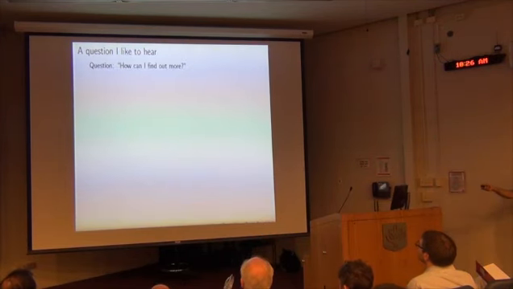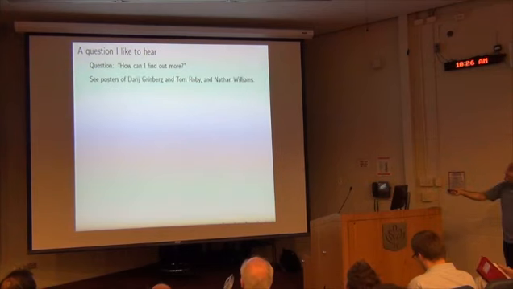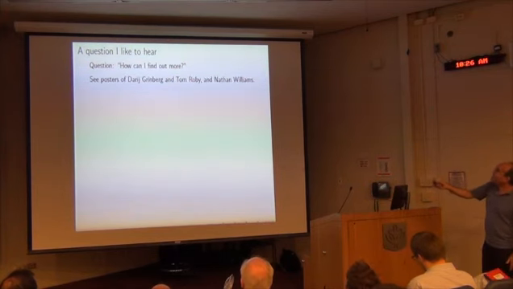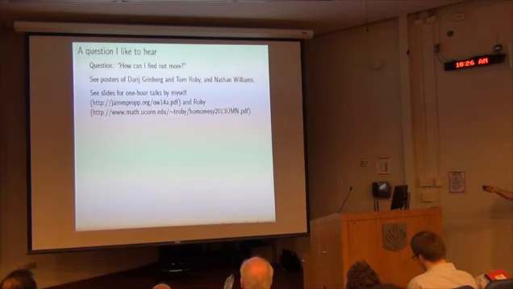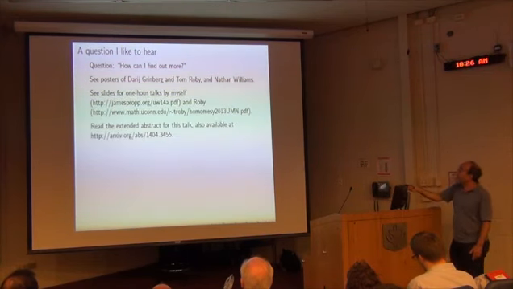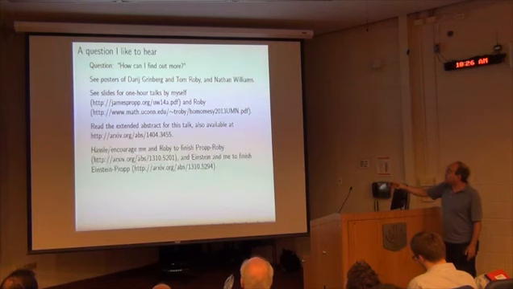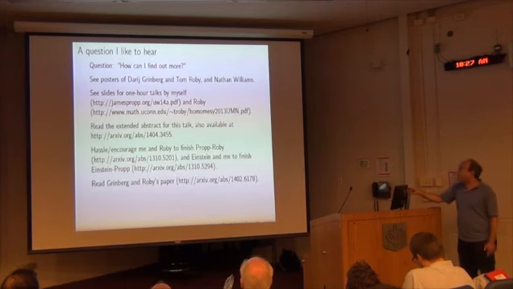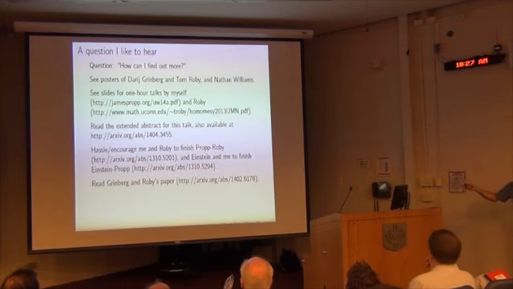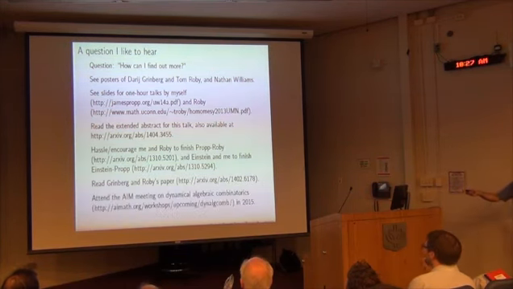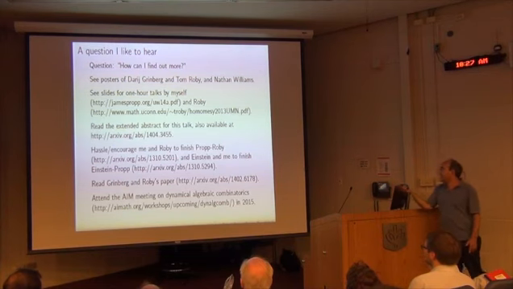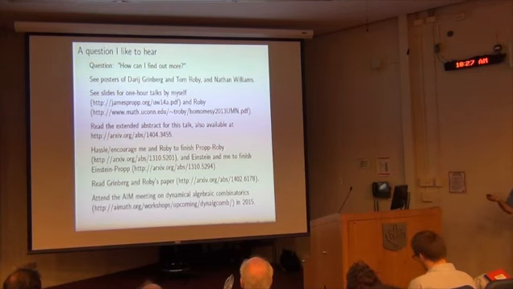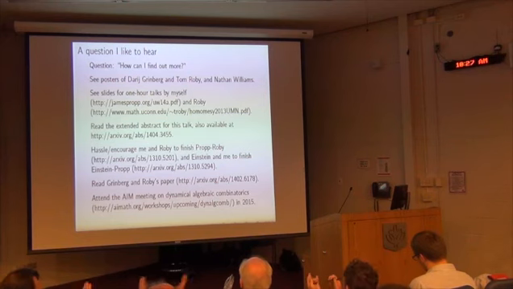Question I'd like to hear is, how can I find out more? Glad you asked. See the posters of Dowie Grinberg and Tom Roby, and also Nathan Williams later today. See slides for 1-hour talks by myself and Tom Roby. Read the exhibit abstract for this talk. Hassle/encourage me and Roby to finish the Propp-Roby article, and Einstein and me to finish the Einstein-Propp article. Read Grinberg and Roby's long, but hopefully soon, maybe not so long, paper on the archive, and attend the AIM meeting on dynamical algebraic combinatorics in 2015. Thank you for listening.